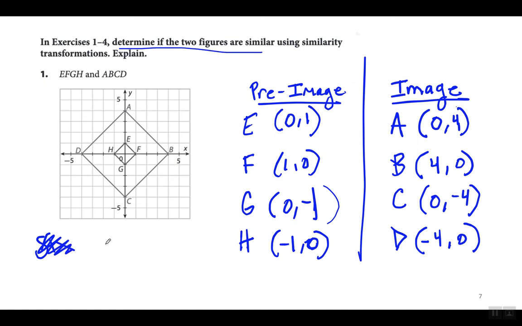Oh, this thing is acting up, sorry. Similar.